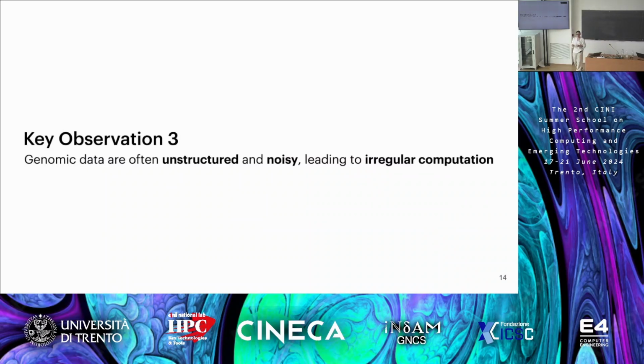The third key observation on this data, which I think might be the most interesting, is that genomic data are often very unstructured and noisy, which leads to very irregular computations. Sciences have been a topic of interest for parallel computers for many years. Think about simulations in physics or mechanics. But even when we think about sparsity, for example sparse matrices, usually in science and engineering these matrices have a nice structure that you can exploit to get better performance out of them. This is not true in genomics. Most of the applications, most of the data that you have, are very noisy.